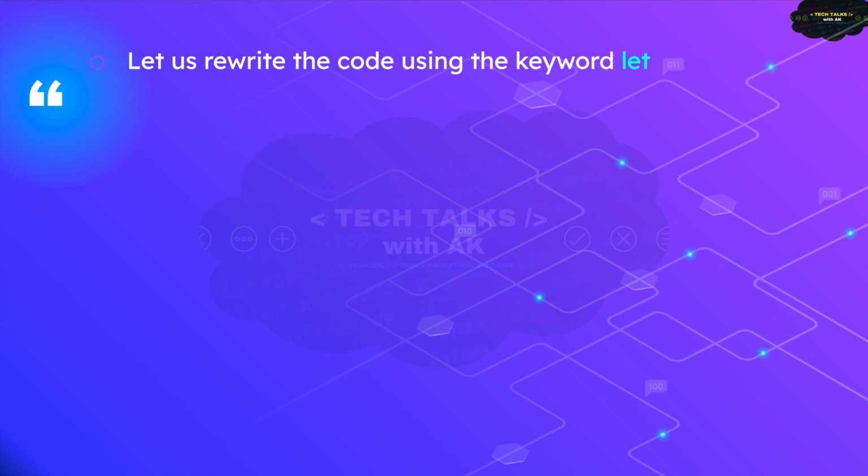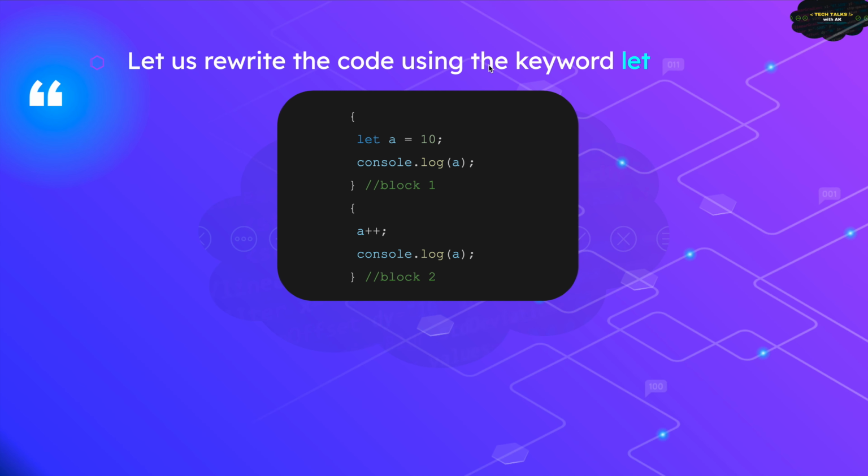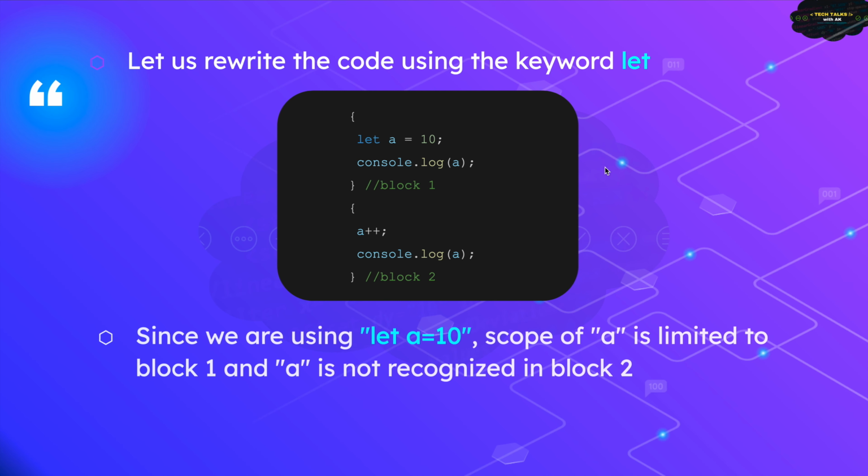Let's have a look at the example. Here we have block 1 and block 2. Instead of var, we are using let now. Since we are using let a is equal to 10, the scope of a is limited to block 1 and a is not recognized in block 2.